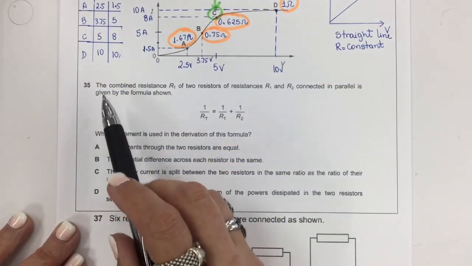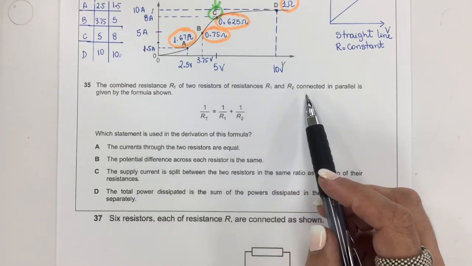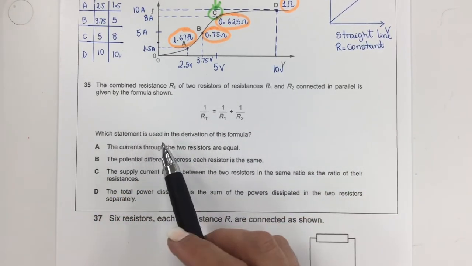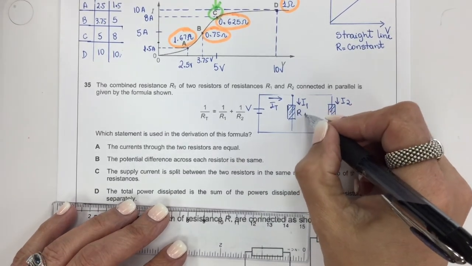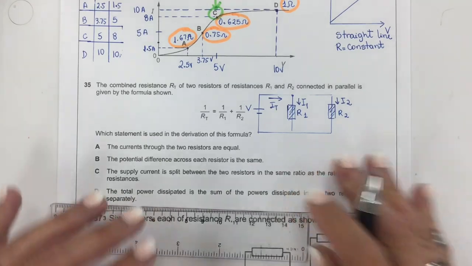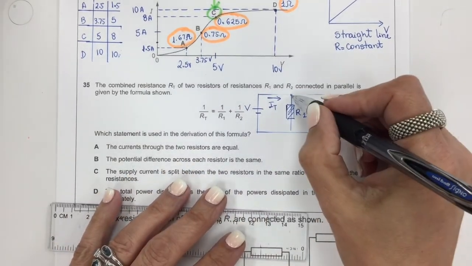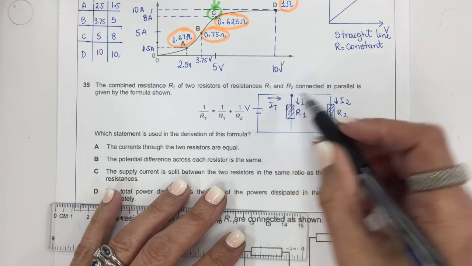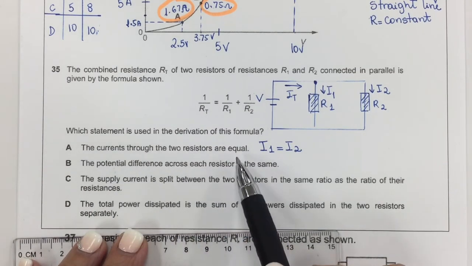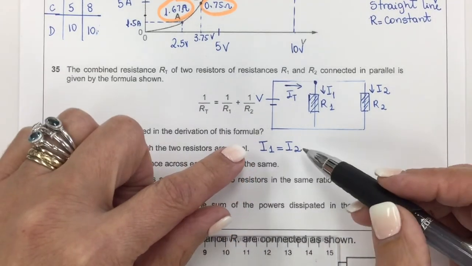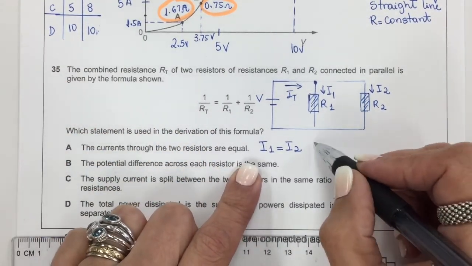Question 35 from the same test. The combined resistance RT of two resistors of resistances R1 and R2 connected in parallel is given by this formula. Which statement is used in the derivation of this formula? So this circuit is showing R1 and R2 connected in parallel, which means that the voltage across each resistor is the same and the current flowing in this joint IT is equal to I1 plus I2. The first statement says that the current through the two resistors are equal. So this is not how we derive this formula. It's not through this equation. So the answer here is no.